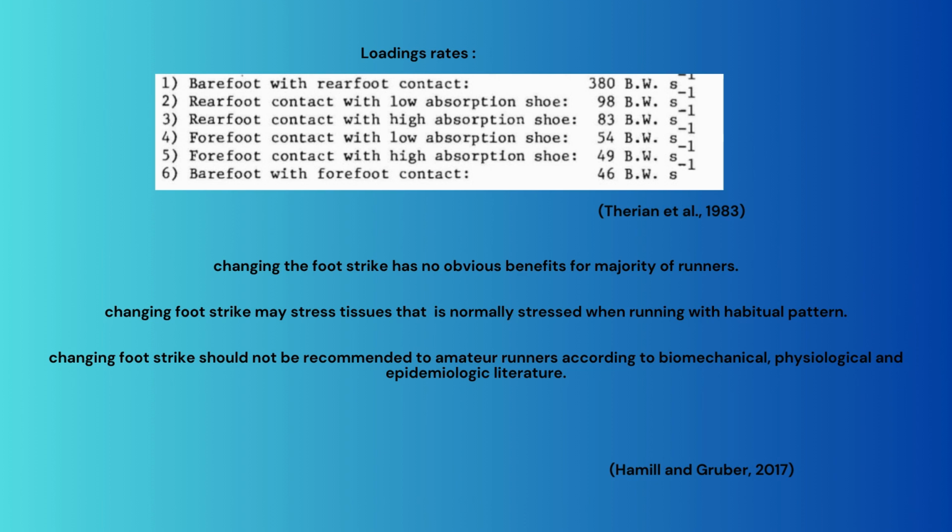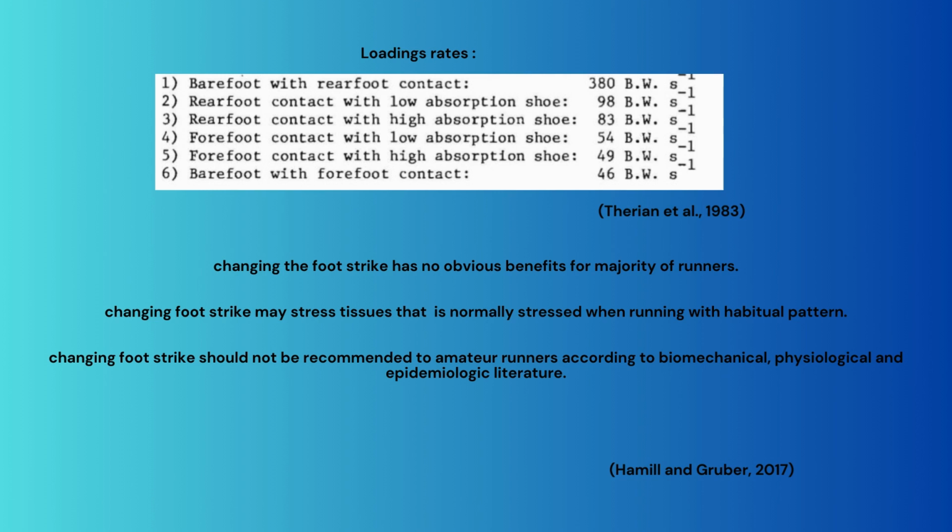followed by a rear foot contact with a high absorption shoe, forefoot contact with a low absorption shoe, forefoot contact with a high absorption shoe, and barefoot with a forefoot contact. So we can clearly see that the forefoot contact will have less loading rate compared to rear foot contacts.